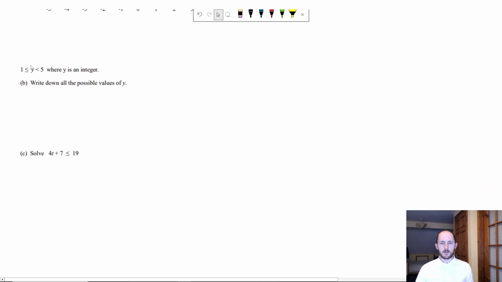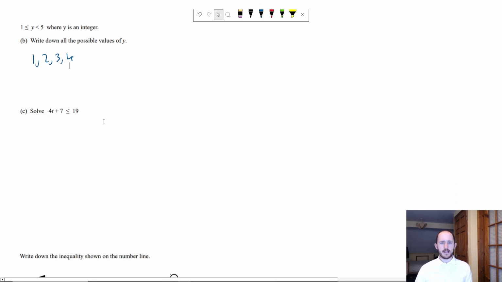Doing something similar: 1 ≤ y < 5. Write down all the values. Well, it equals 1, then it goes 2, 3, 4, and it doesn't equal 5, so I don't put in the number 5. Now, what about solving inequalities?